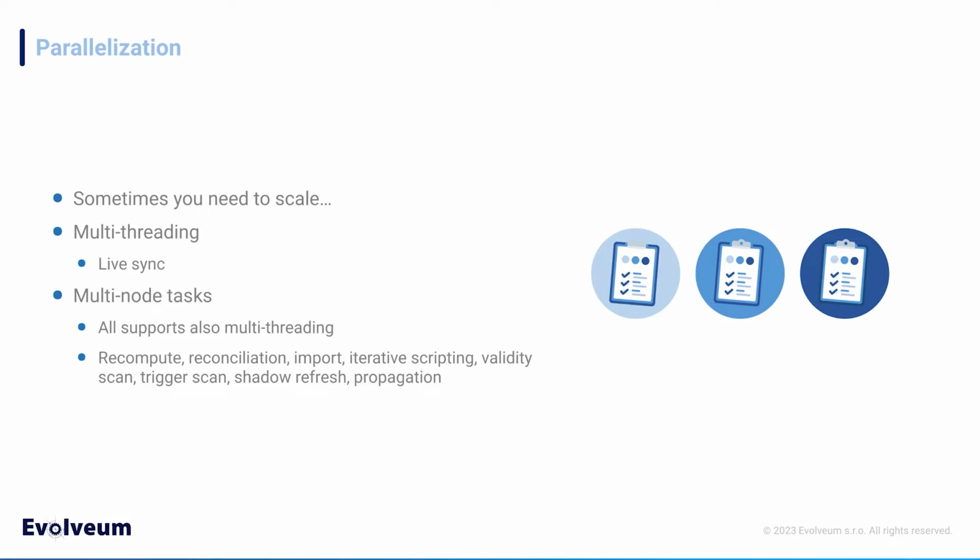First one is multi-threading, which is supported by LiveSync, for example. And the second option is to run tasks on multiple nodes. And all types of tasks that support being run on multiple nodes also support multi-threading. So from those we were talking about, it's recompute, reconciliation, import task, iterative scripting task, validity scanner, trigger scanner, shadow refresh, and event propagation. All these tasks support multi-threading and multi-node.